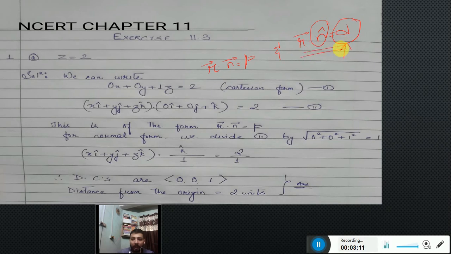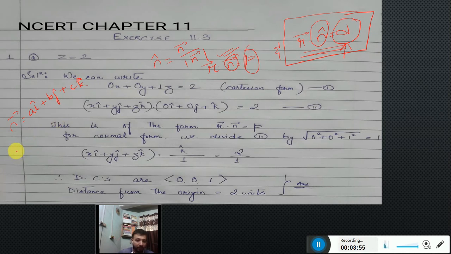So by looking at this, you can understand that you have to write your equation in this form. Your equation will be given in this form, but p is not our distance until I change n vector to n cap. How do I change it to n cap? N cap is n vector divided by modulus of n vector, right? So if I have a vector n equals a i cap plus b j cap plus c k cap.